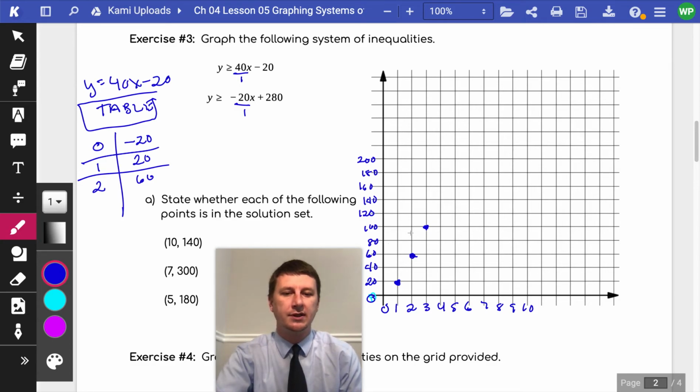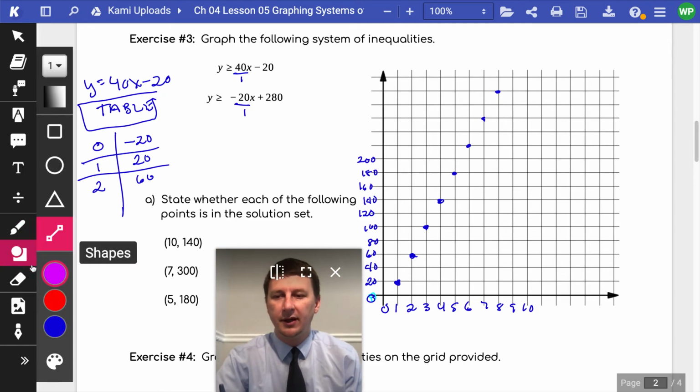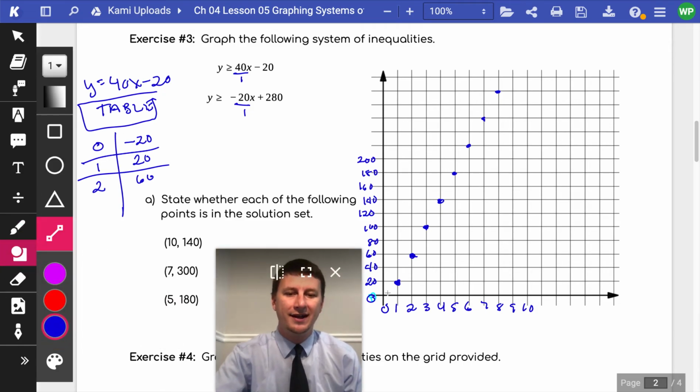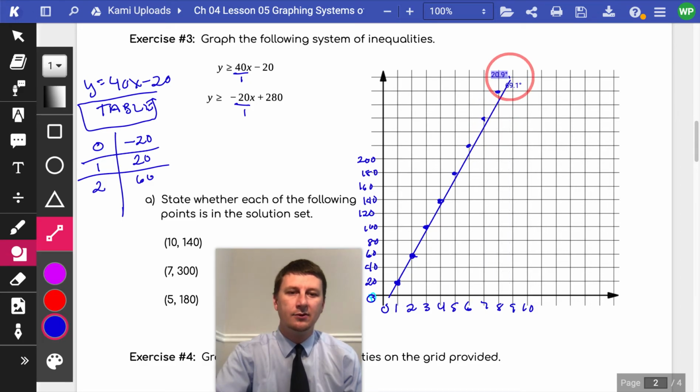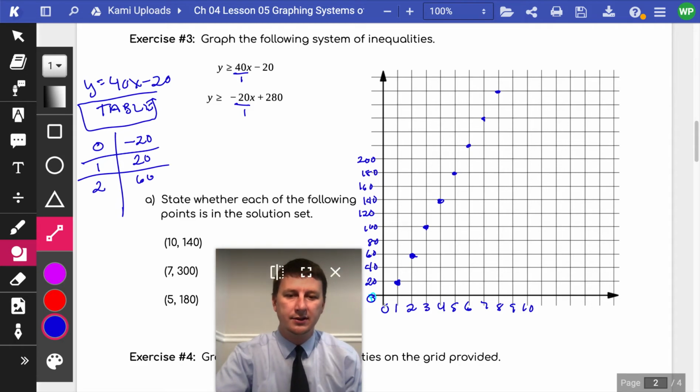So we're going up 20, 40 over 1. Up 40, right 1, up 40, right 1, up 40, right 1. Those are all the points that fit on my grid right there. I'm going to connect these points with a nice solid line, because at this point we should recognize that if it's equal to, it's solid. We're going to redo that one just so it goes through all the points.